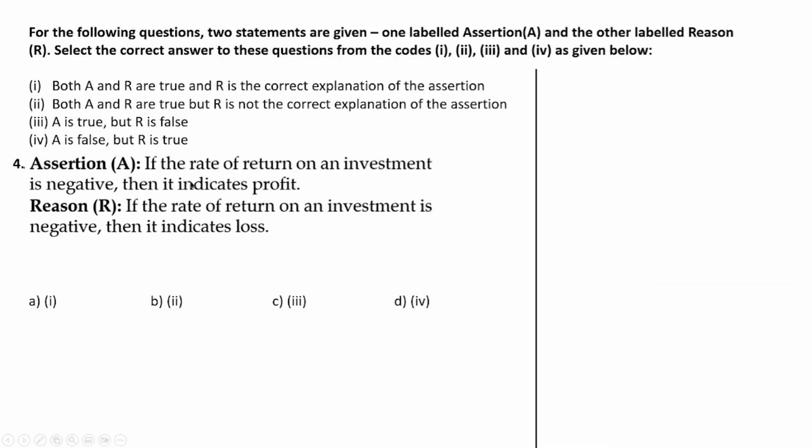Next question. Assertion is if the rate of return on an investment is negative, then it indicates profit. So if the rate of return is negative, it usually indicates loss, does not indicate profit. Reason is if the rate of return on investment is negative, then it indicates loss. So the reason is true. So here we have A is false but R is true. The correct option is option D.